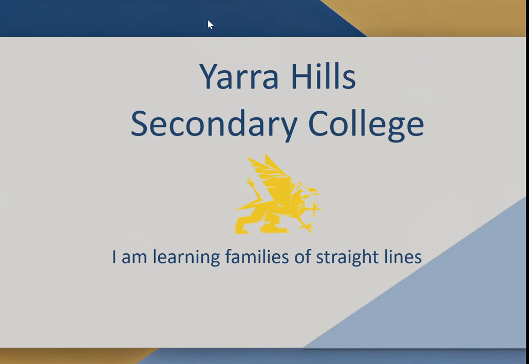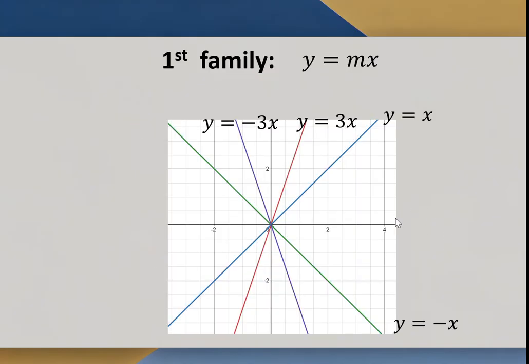Learning about families of a straight line. So when we think about families, we're just looking at relationships between lines, and there's three families we can look at. So here we have one family, which is just y equals mx.